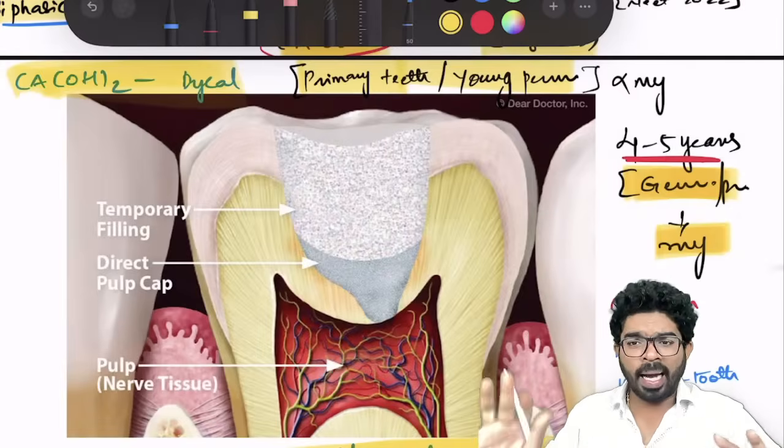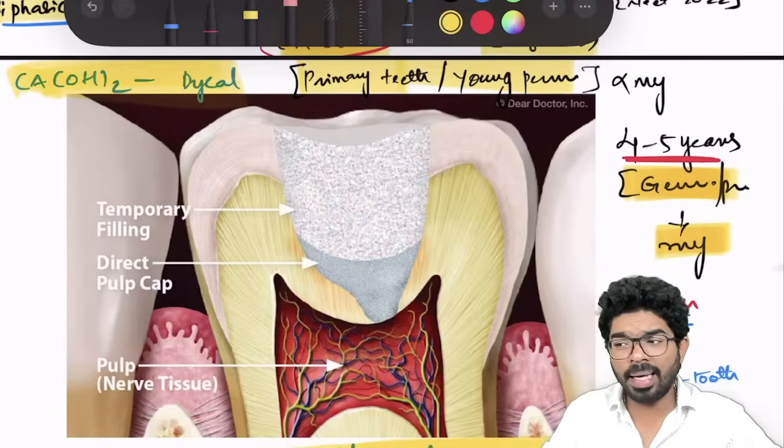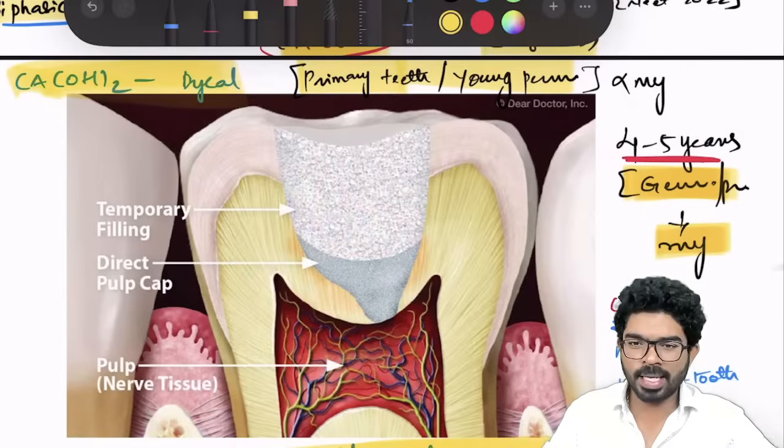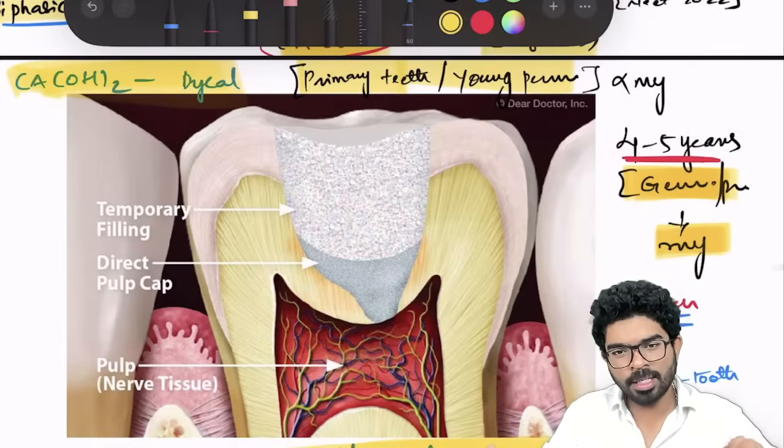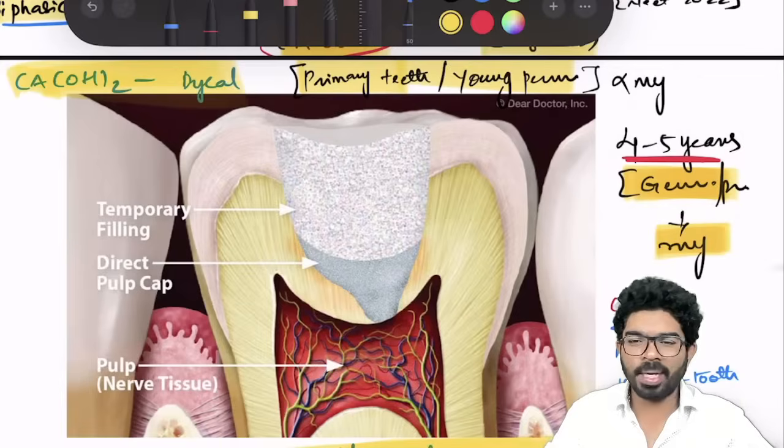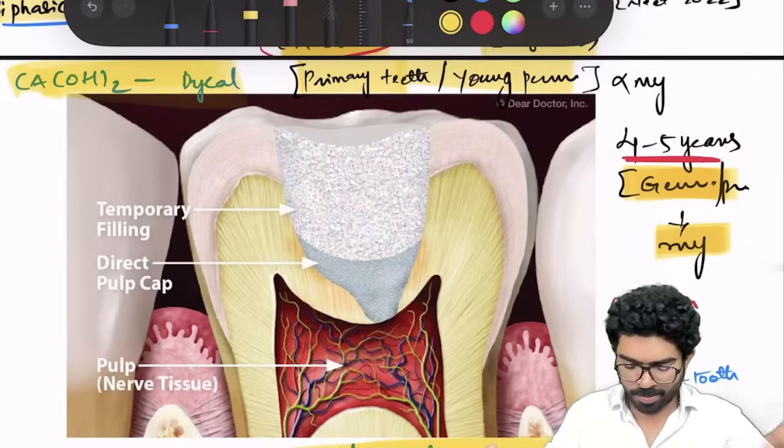But now the trendy material which is ruling the entire endodontics is MTA. The most common material with a good success rate, good outcomes, great results, the answer is MTA. You have MTA, no need to consider your calcium hydroxide. You can easily jump into MTA as the answer for most of these questions.